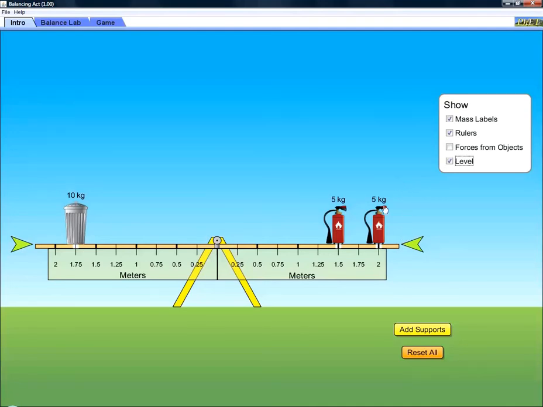So let's work it out. 5 kilograms is how many newtons? That's right, 50. So 50 times 2 is 100. So I'm willing to bet that this should add up to 75 to balance that. So we've got 50 times 1.5. 50 times 1.5 is 75. So in total, the clockwise moments are 175, and here in total the anti-clockwise moments are 175. Just turn the level off.